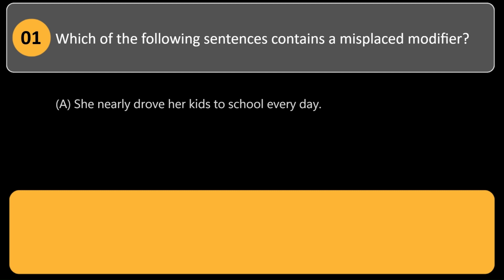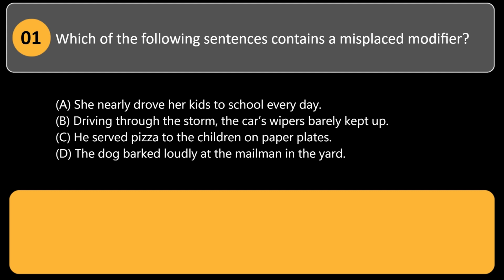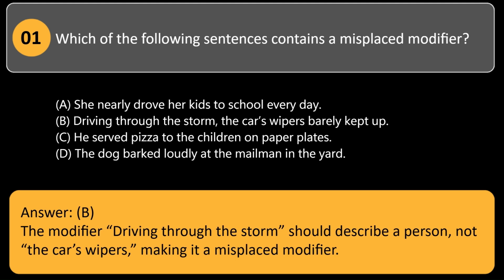Which of the following sentences contains a misplaced modifier? A. She nearly drove her kids to school every day. B. Driving through the storm, the car's wipers barely kept up. C. He served pizza to the children on paper plates. D. The dog barked loudly at the mailman in the yard. Answer, B. The modifier "driving through the storm" should describe a person, not the car's wipers, making it a misplaced modifier.